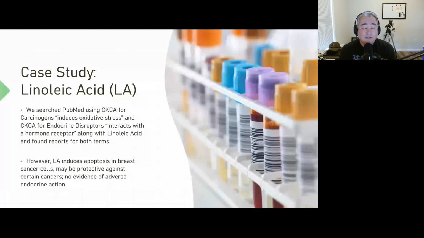We actually searched, so we did what they said. The authors state that you should search the literature using the key characteristic statements. And that's what we did. We searched PubMed for "linoleic acid induces oxidative stress" for the carcinogens. And for the endocrine disruptors, we searched the string "interacts with a hormone receptor."